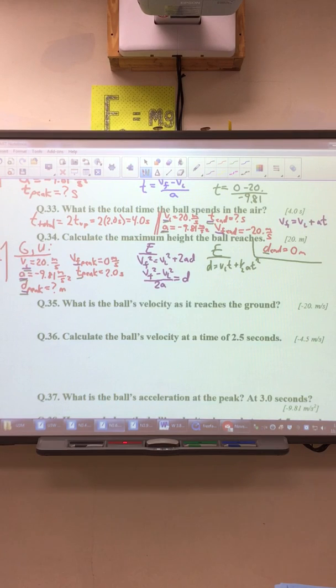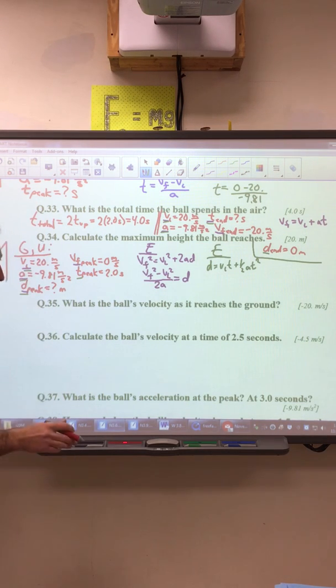Okay, so let's go look at question 35. Question 35, let's set up our givens. All right, what is the ball's velocity as it reaches the ground? This is the same scenario as we talked about in question 33.